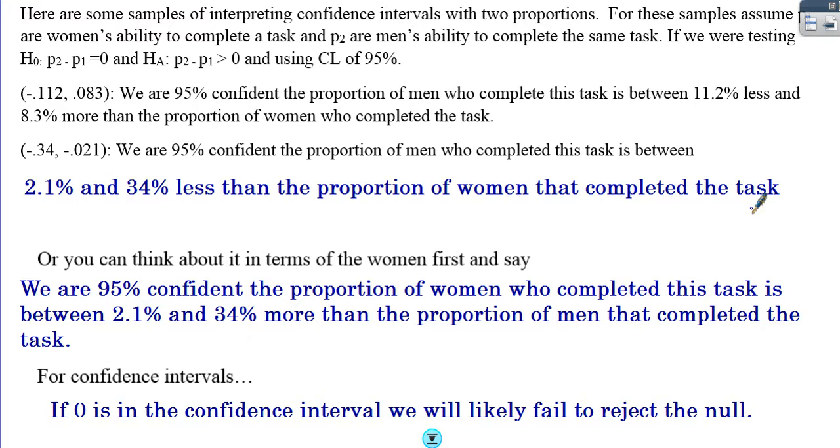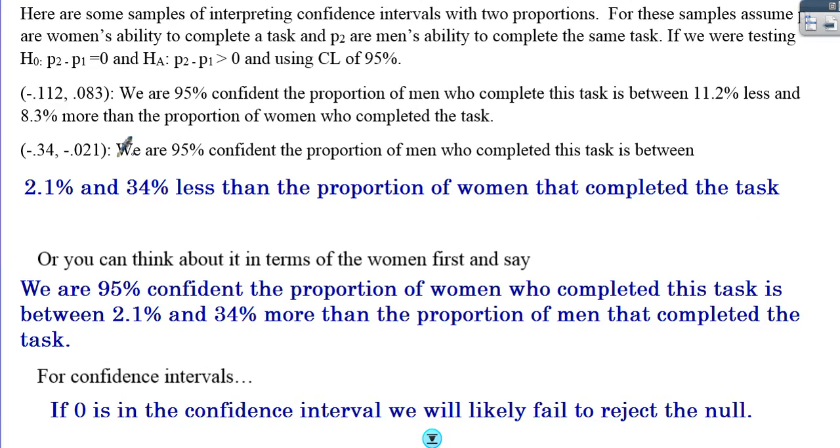I just wanted to give you a couple examples on how to interpret these confidence intervals because it is a little bit weird sounding. For this sample, let's assume that P sub 1 represents the proportion of women who are able to complete a task, and P sub 2 is the proportion of men who are able to complete a task. If we were testing the null, P2 minus P1 equals 0, and the alternate of P2 minus P1 is greater than 0, and we're going to use a 95% confidence level.